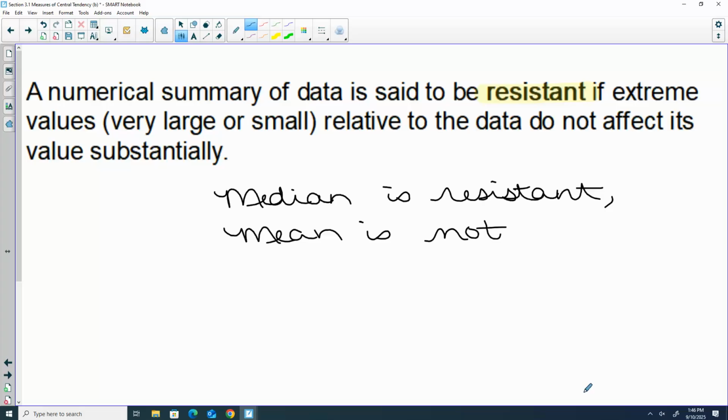So median is resistant. The mean is not. So if I'm trying to decide which measure to use, I look at what my numbers are like. Do I have any extreme values or not? And that is a pretty good indicator of which one is going to be the most accurate for me.